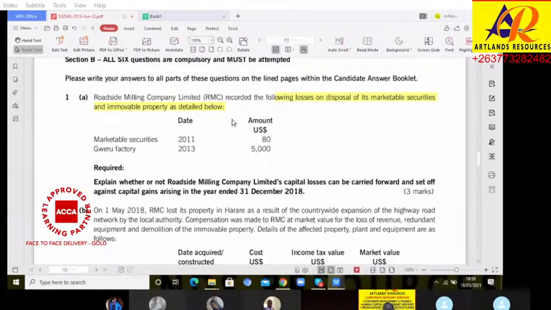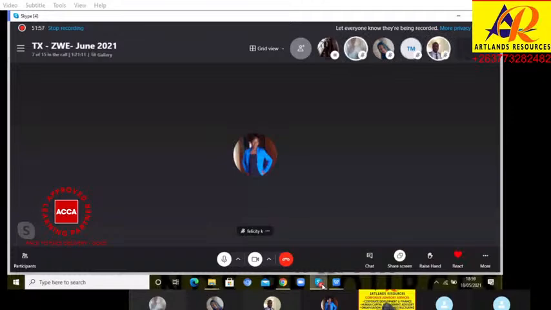Capital losses are carried forward indefinitely. Yes, I said they are carried forward indefinitely.